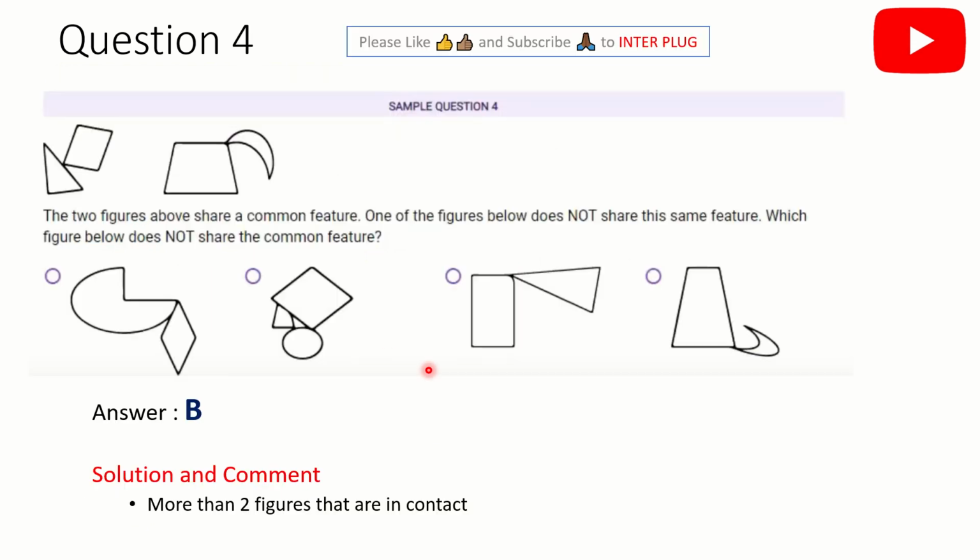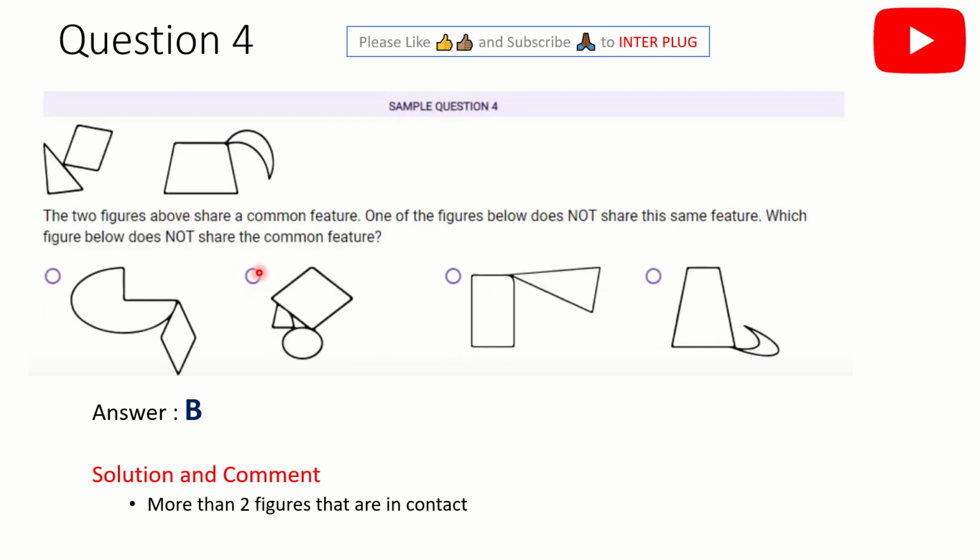We move on to the next question. Sorry guys, my voice is a little bit down. In this one, we need to look for which figure is not part of the family. When we look at these structures, here we have two elements touching, here we have two elements touching as well. Here we have two, here we have three, here we have two, here we have two. So definitely the answer is B.